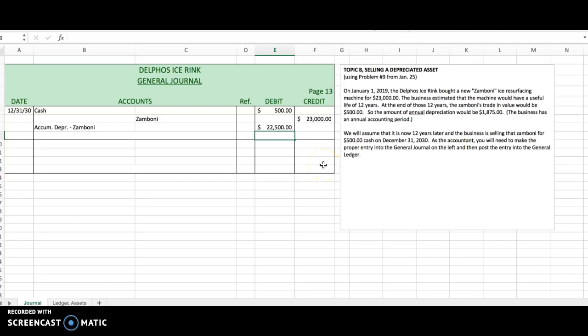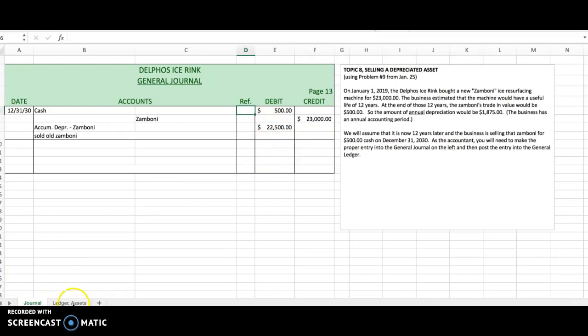So we have two debits and a credit. If you add up the two debits, they equal $23,000, and the credit is $23,000. Remember, debits always must equal credits in every transaction. So our description, we sold the old Zamboni. Okay, that's what that transaction does. Now we simply go back and post it.